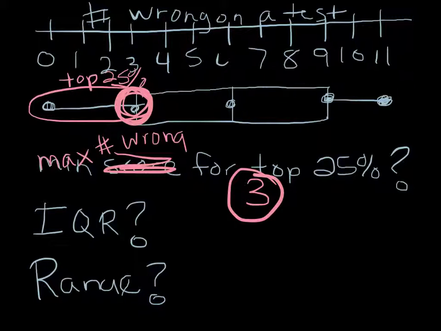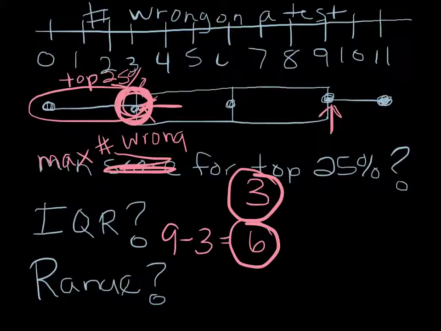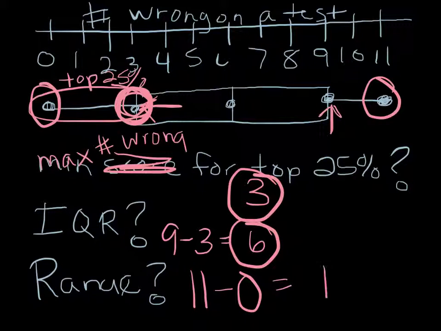Okay, the IQR, their interquartile range, is your box. So we're going to take Q3 minus Q1. 9 minus 3 gives you 6. Your range is your max, which is 11, minus your min, which is 0, which is just 11.